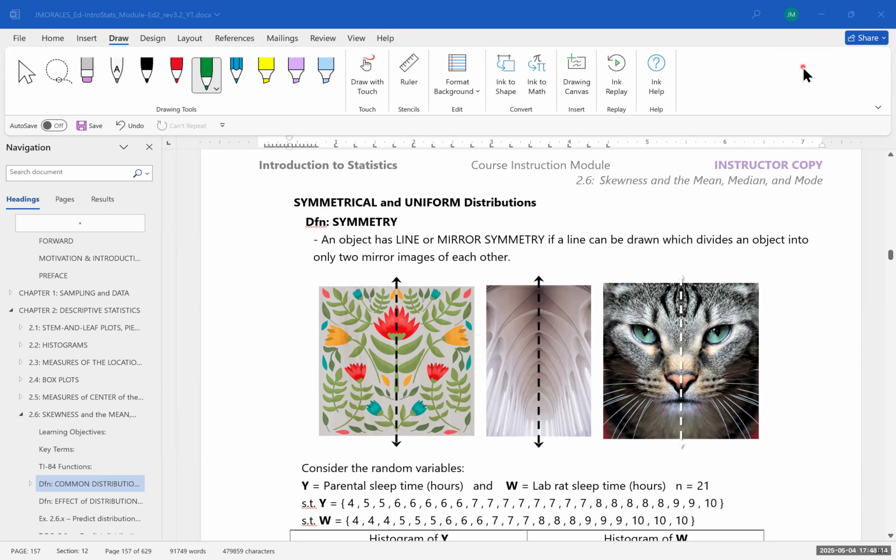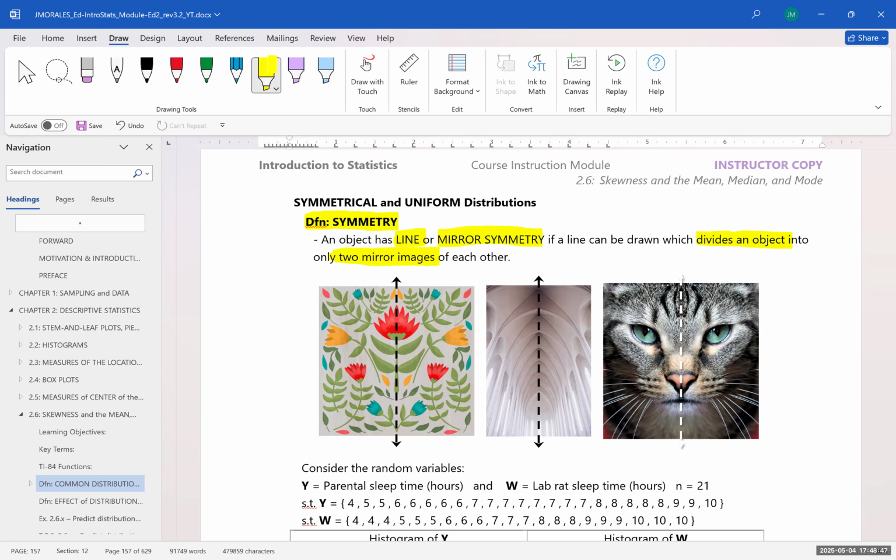All right, in our talk about distributions, a distribution is a shape of the data, and the shape can have certain properties to it. One of those properties is symmetry. An object has line or mirror symmetry if a line can be drawn which divides an object into two mirrored images of each other.